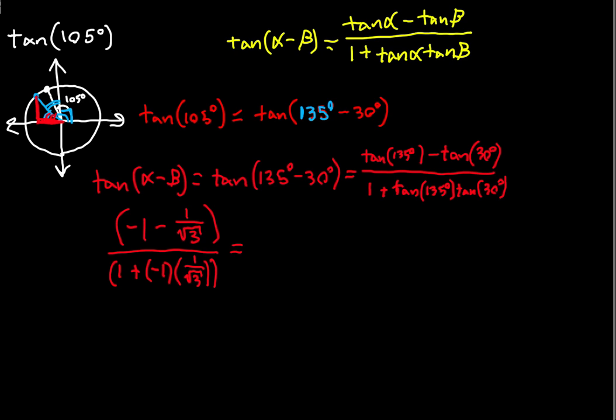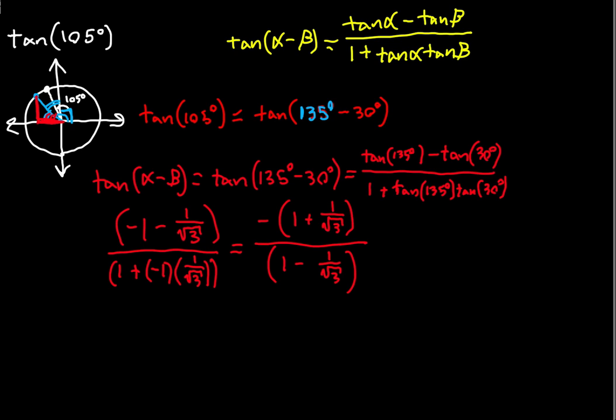I'm going to pull a negative out of the top, and I'm going to get rid of all the parentheses on the bottom. So that's going to be the same as negative 1 plus 1 over the square root of 3 divided by 1 minus 1 over square root of 3. And we could probably leave it like this, but it looks a little messy having the fractions with the bigger fraction and stuff like that.